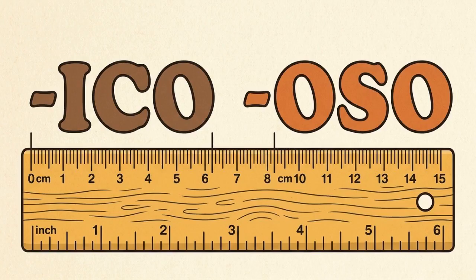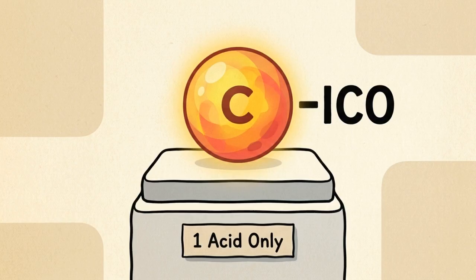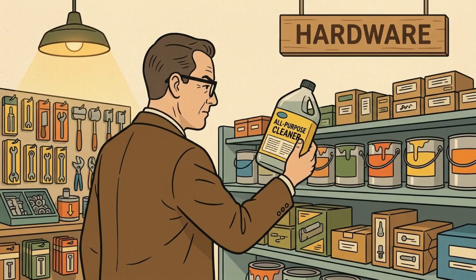You can remember this by looking at the length of the suffix. The word eco is larger than oso, and the larger word carries the higher oxygen count. When an element only forms one common oxygen-based acid, we default to the eco suffix. That is why the gas in your carbonated soda is called ácido carbónico. By simply listening for the suffix, you can instantly identify the oxygen hierarchy of the chemicals you interact with.